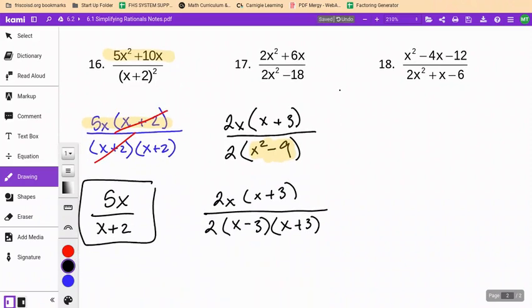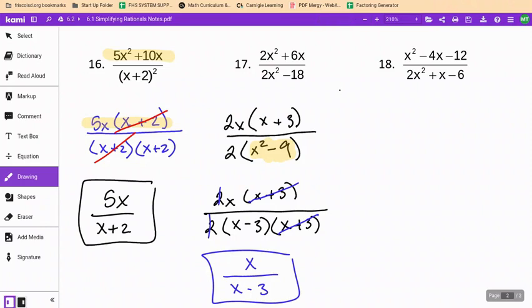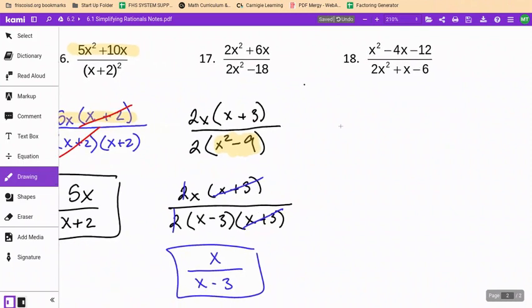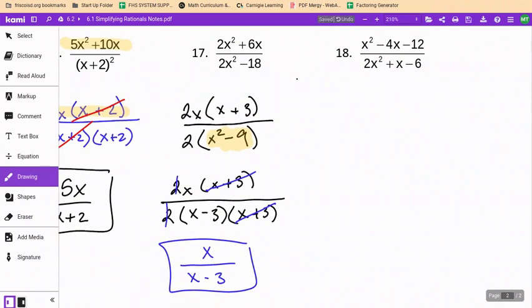With that, I can start simplifying. I can simplify and cross out the factor of 2. I can simplify the factor of x plus 3. And so that leaves me with x divided by x minus 3 as my simplified fraction. And then the last one, number 18. Factoring the numerator is x minus 6 times x plus 2.